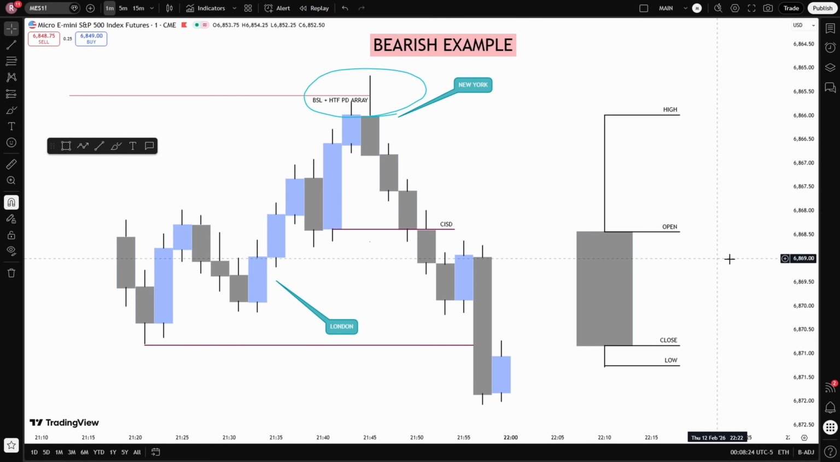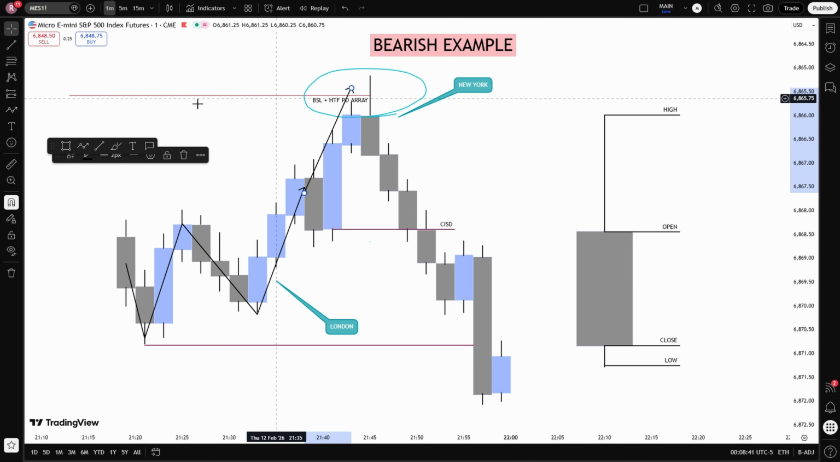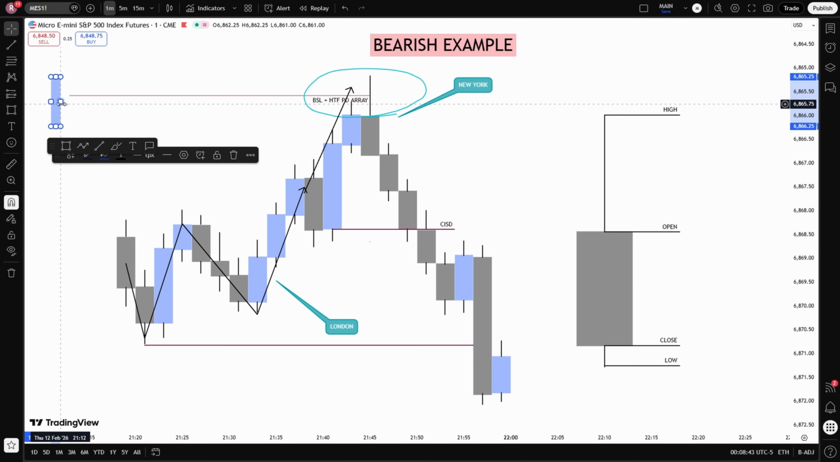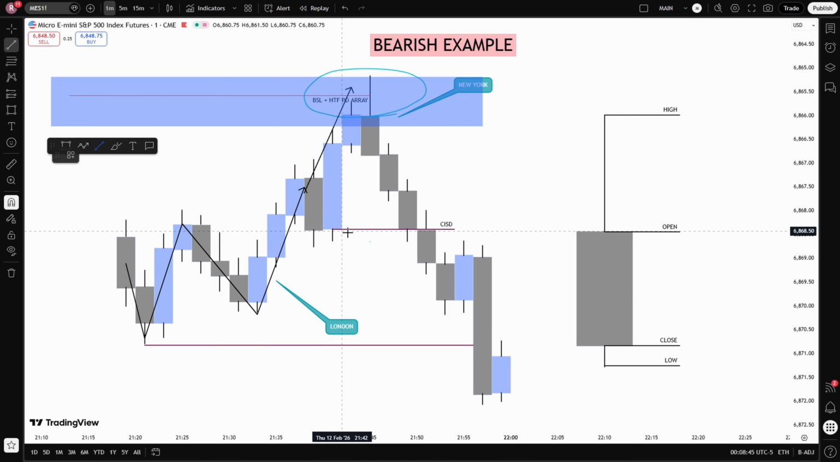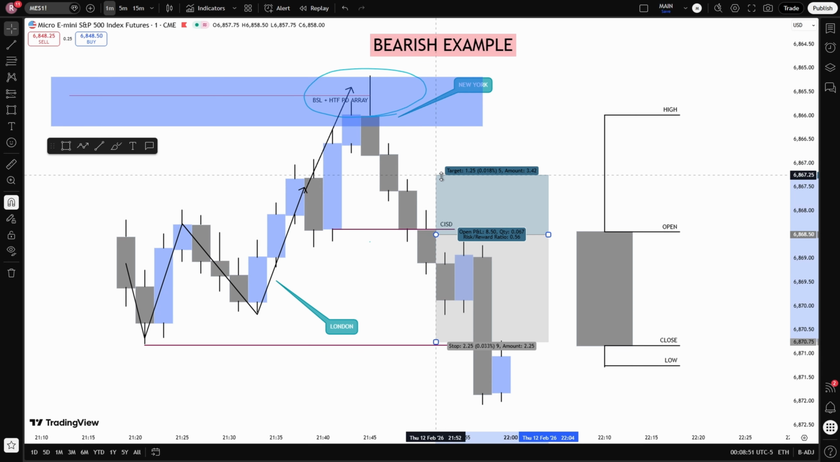Similarly, with a bearish New York reversal, the concept is the same, just inverted. London retraces higher, but it doesn't actually reach a significant higher time frame key level, so there's no real reason for price to reverse during London. Then as we move into New York, price pushes into that higher time frame key level. Once that level is tapped, we get the change in the state of delivery on the lower time frame. That shift tells us the buying pressure is done, sellers are stepping in, and then we get the expansion lower.